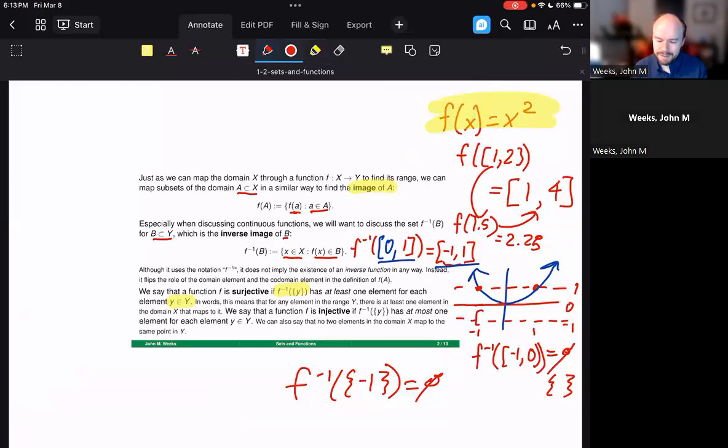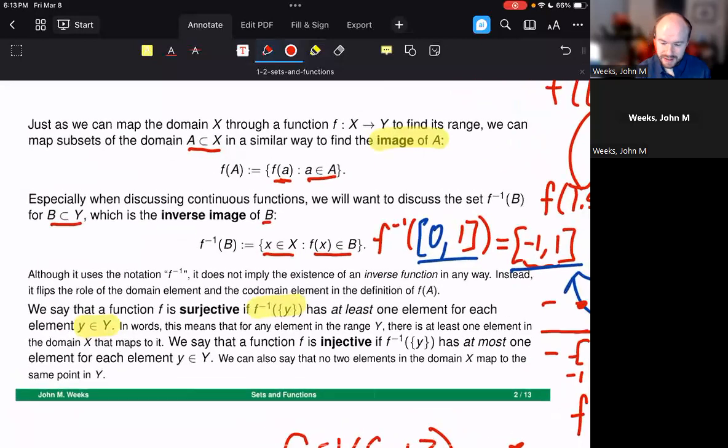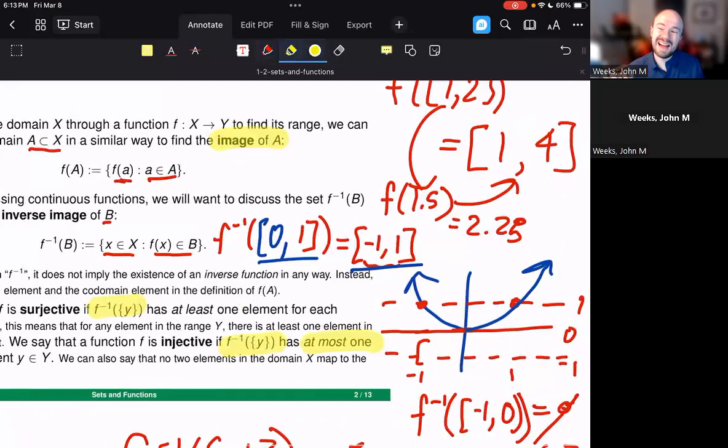We also will say a function f is injective if f inverse of y has at most one element for each y in Y. That means it doesn't actually have two elements that go to it. Notice that this function is not an injective function based on something that I've drawn here. Take a look at this.